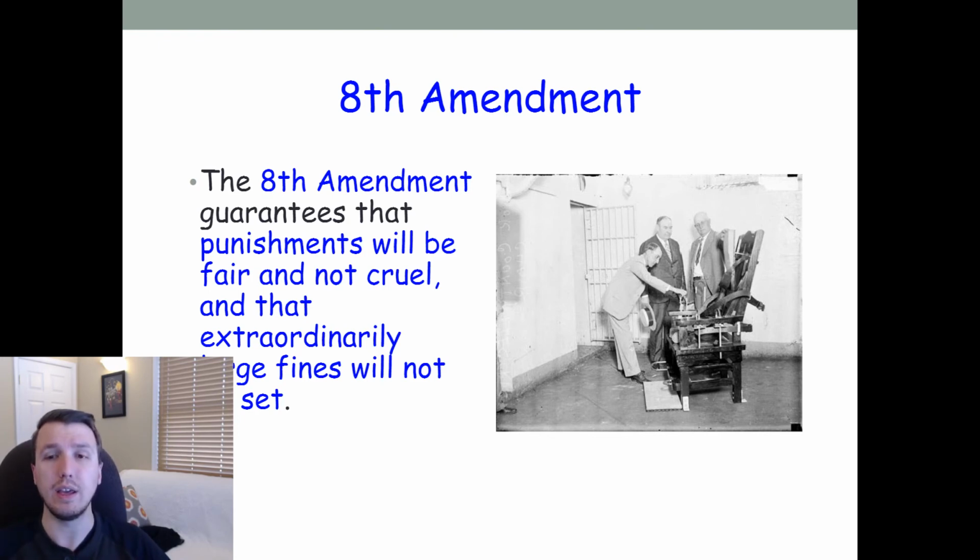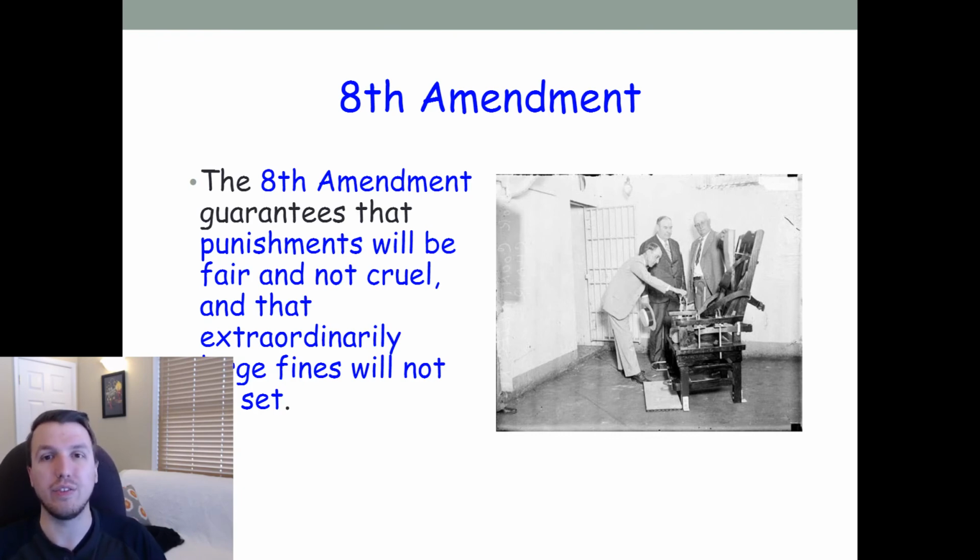And obviously, we have argued this many, many times over many different ways of what exactly is cruel punishment. The idea of like this chair, for example, this is an electric chair. Is that cruel and unusual punishment? Even though you're trying to kill this person, is it painful? Is that cruel? Is there a way we could do the death penalty that is not cruel? And that's the kind of argument that they have for a lot of these different crimes and punishments as well.